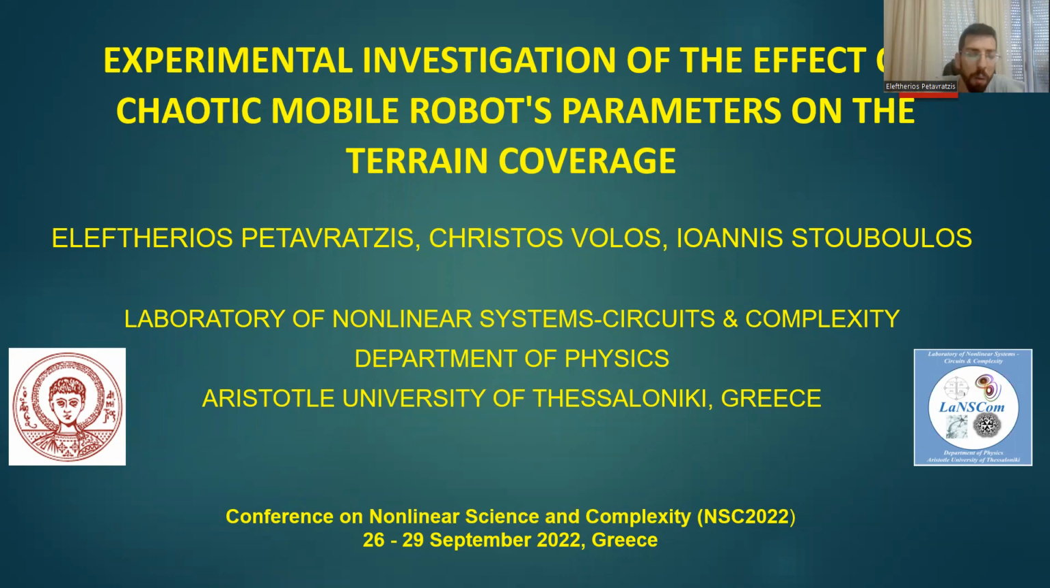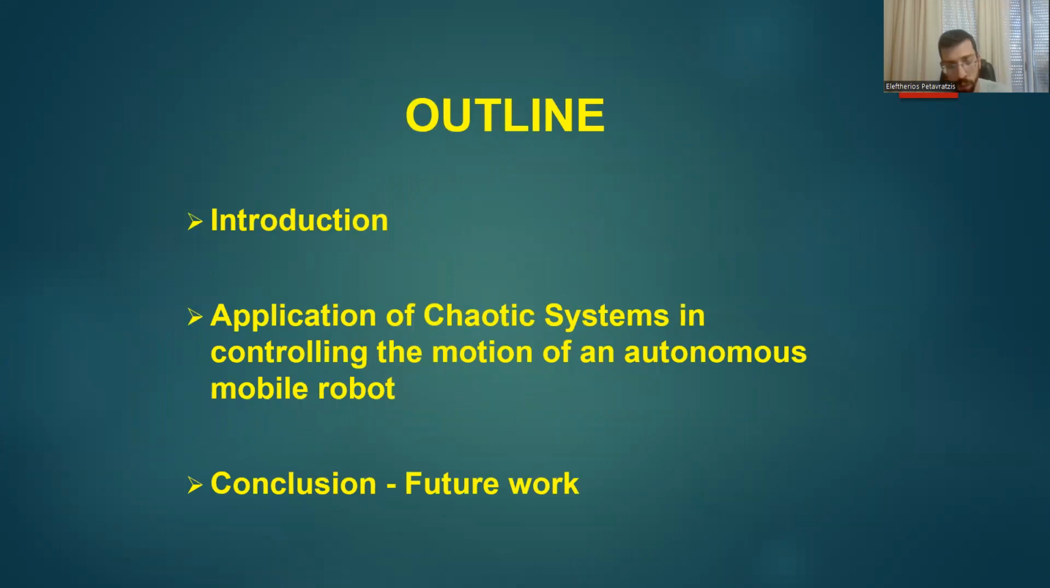Today, I would like to discuss a topic that we are currently working on, and it refers to the use of chaotic mobile robots for exploring a given area. With this presentation, I'm going to talk about chaotic systems and how they can be used in order to control the motion of an autonomous mobile robot. And next, I'm going to show you a robotic platform that we have built.